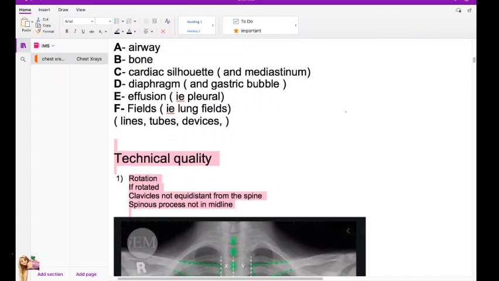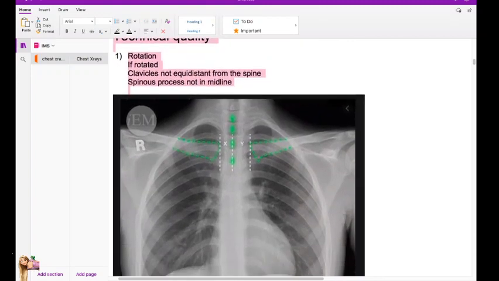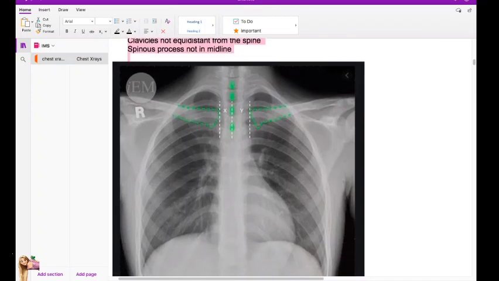How do we see if there is any unwanted rotation in a chest X-ray? We see if the spinous process is in the midline and both the clavicles are equidistant from the spinous process, like in this X-ray. All right, you guys able to see, right?